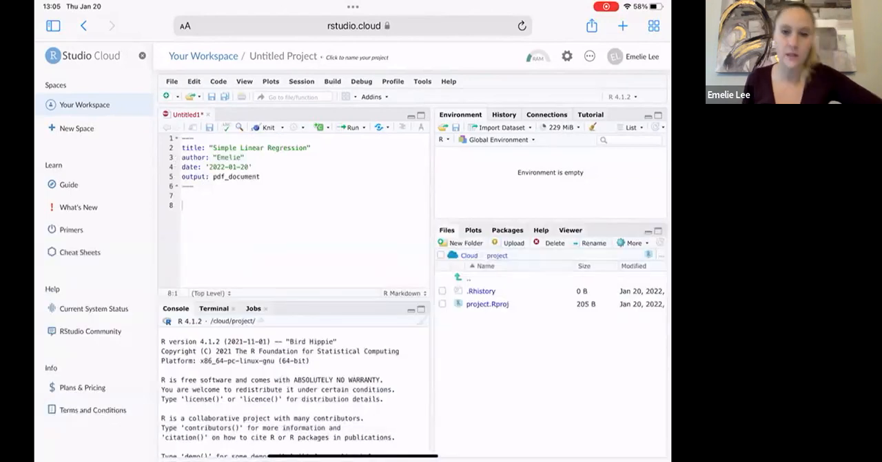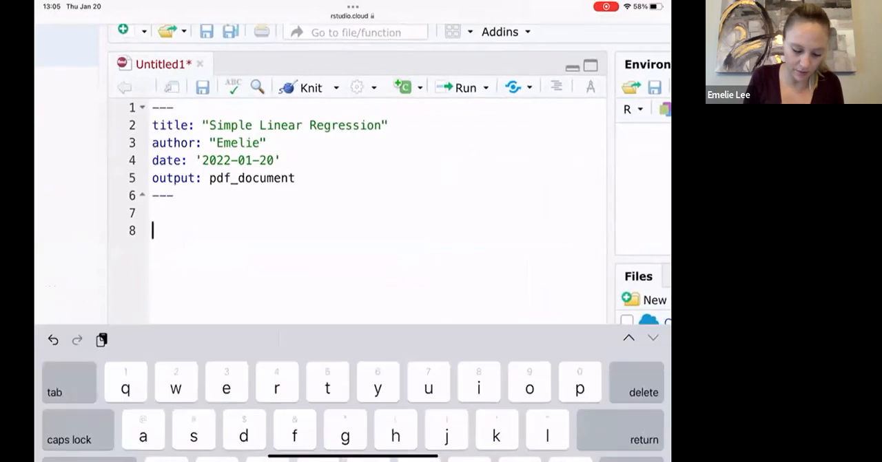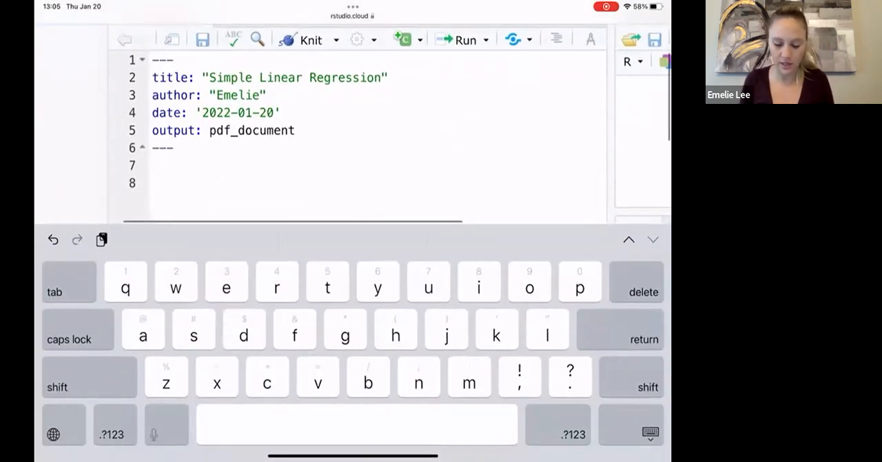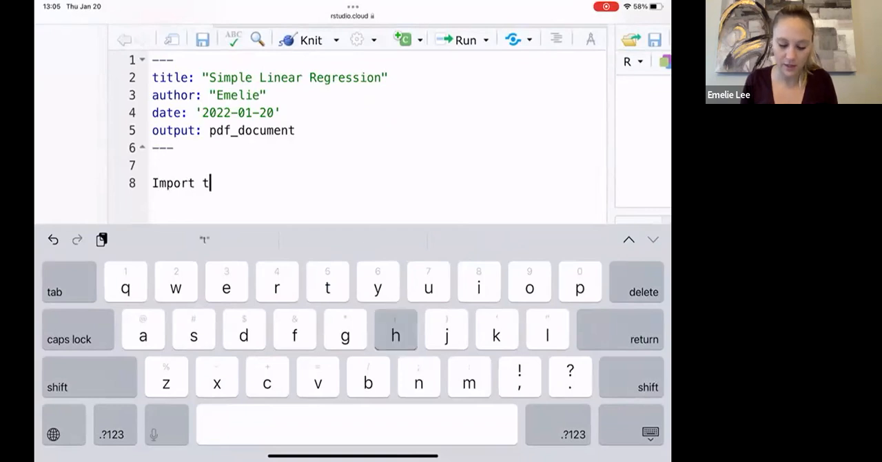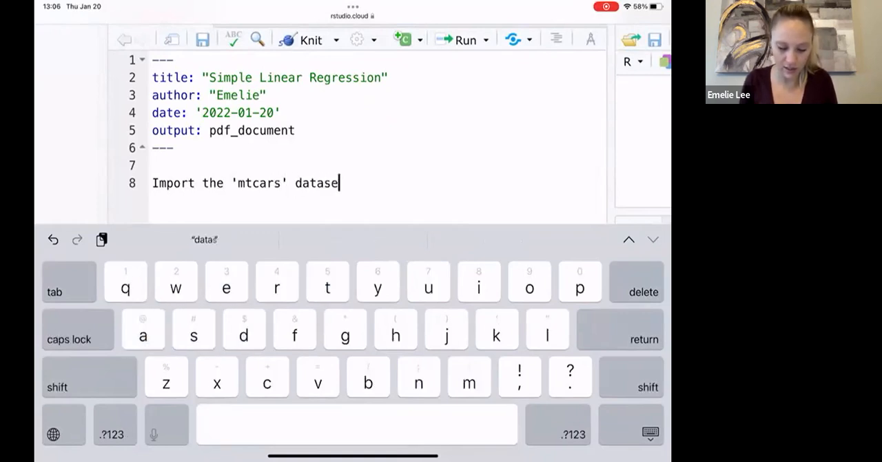Delete everything like that. Okay. So I'm going to zoom in here a little bit. And first thing I want to do is import, it should be installed already, the mtcars data set. I'm not really familiar with it.